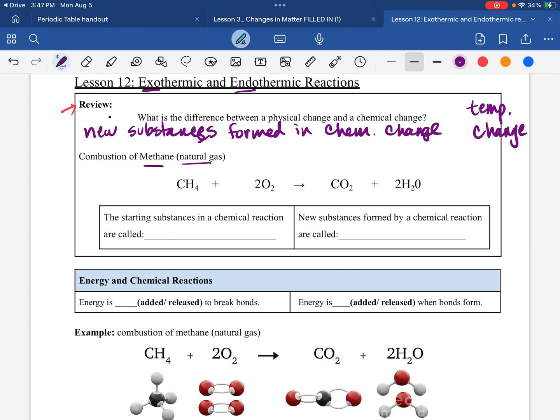So let's look at a familiar reaction, the combustion of methane. Another word for this is natural gas. So we would see this in a gas stove. So you're going to answer these questions in the video here.